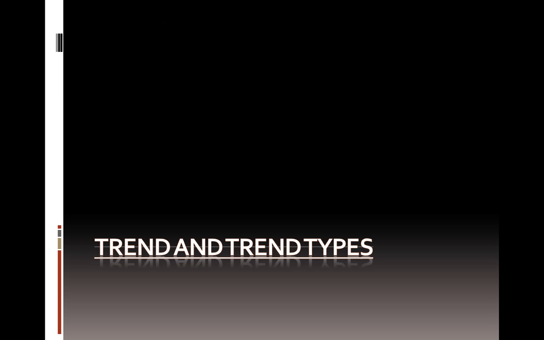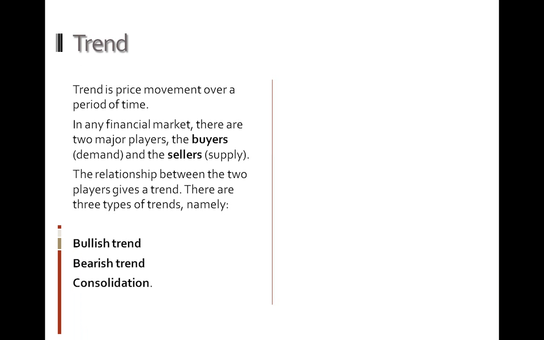Trend and trend types. In this section we'll be talking more about trend, the types of trends we have, and what a trend is. Now, what is the definition of a trend? Trend is a price movement over a period of time. Trend is a price movement in a direction over a period of time.